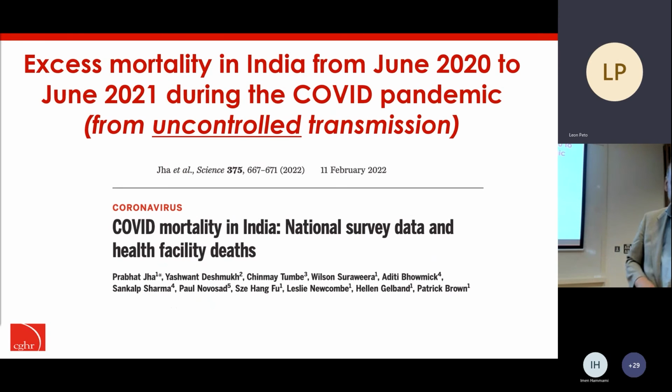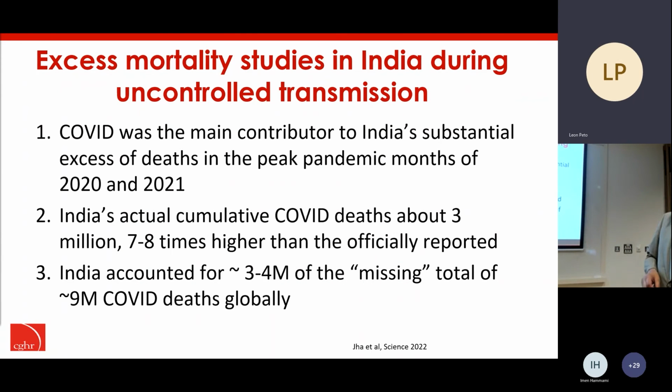And let me turn lastly to COVID, because the key question here is, if you've got uncontrolled transmission, what happens to mortality? And the Indian scenario was effectively a disaster. So COVID was the main contributor to the huge increase in excess deaths. The cumulative totals that we estimated were about 3 million just during the Delta wave of April, May 2021, or mostly during that time, which is 7 to 8 times higher than the official reported. And that number accounts for a big part of the global numbers of missing deaths.